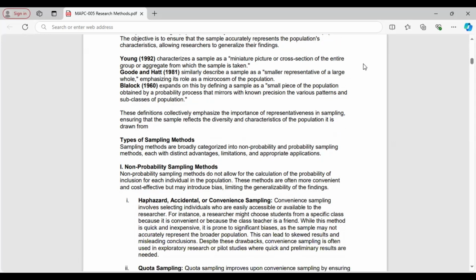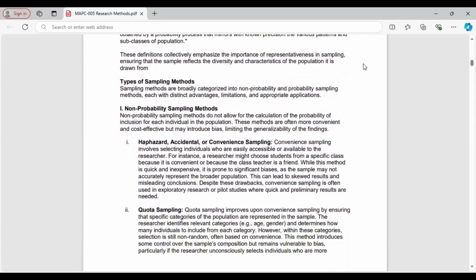The first one, haphazard or convenient sampling. It involves selecting individuals who are easily accessible. While this method is quick and cost effective, it can introduce significant biases, limiting the generalizability of the findings. Next one, quota sampling. It ensures representation of specific categories within the sample, such as age or gender. Researchers determine the number of individuals to include from each category, but the selection is still non-random, which can lead to bias.